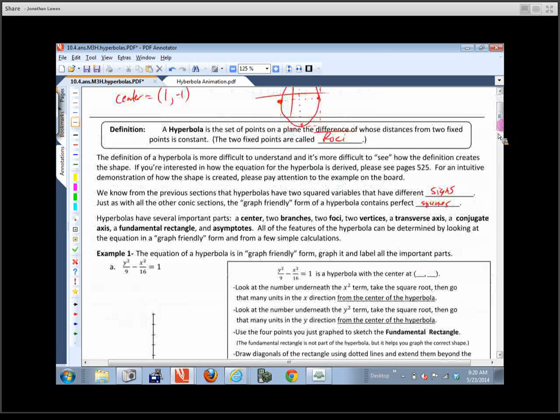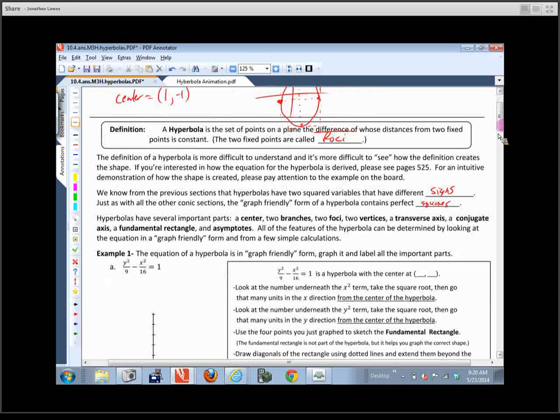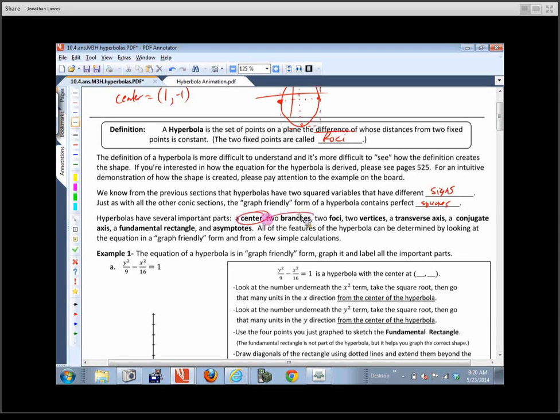Now, you remember we learned a bunch of vocabulary that went along with ellipses, okay? We've got a ton of vocabulary with hyperbolas. So we've got a center, as you'd expect. There are two branches, two foci, two vertices. We've got something called a transverse axis, something called a conjugate axis, a fundamental rectangle, and that's really important. And then we've also got some asymptotes, okay?